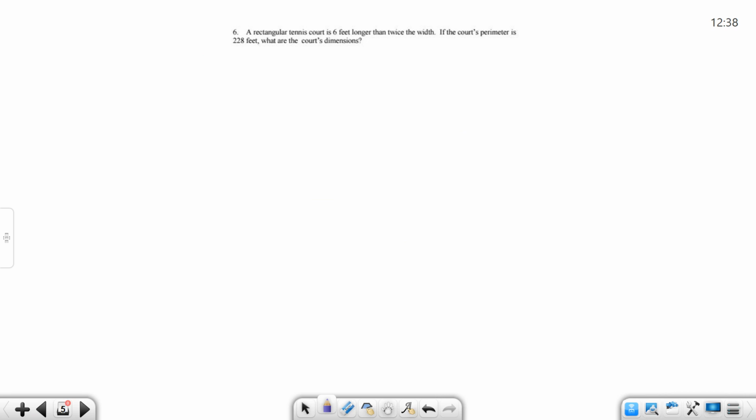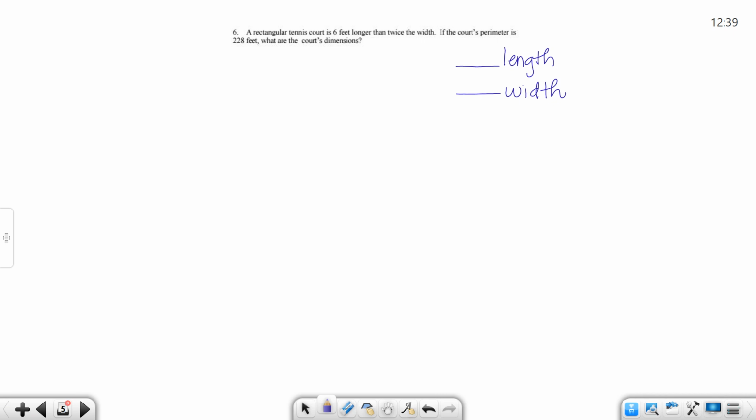Okay, the last one you have for this video will be the perimeter one. You have a rectangular tennis court and it's 6 feet longer than twice the width. If the court's perimeter is 228 feet, what are the court's dimensions? Well, the way that dimensions work is you're going to have a blank for length and a blank for width. Another thing you're going to have to do is, if you read the question, it says what are the dimensions? So one of those dimensions is going to be X and the other one is going to be some multiple of X.